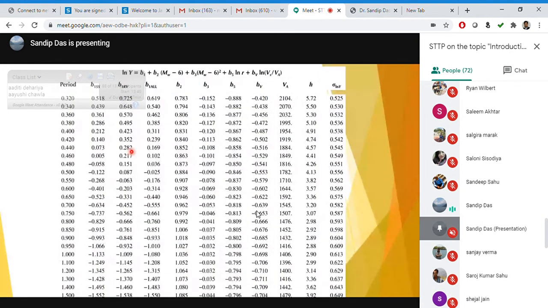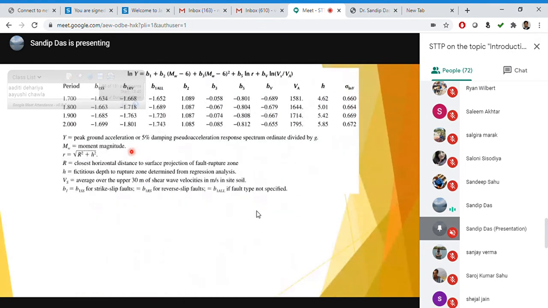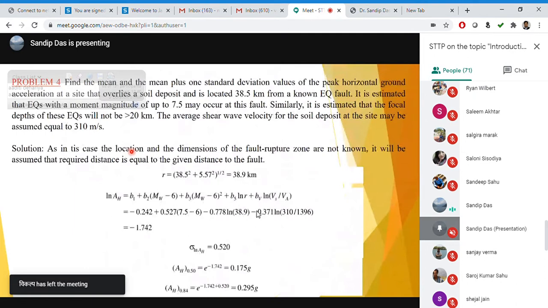So this is just a tabulation of the entire thing, so you don't need to focus on that. I will share this, you will find it. Now let us see one problem to further enhance our understanding of this.